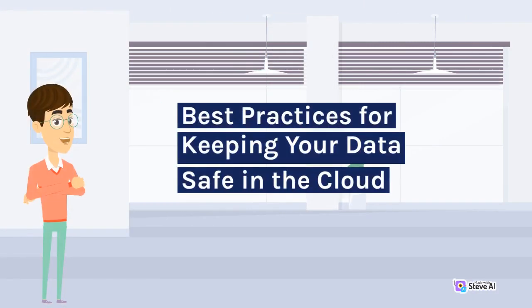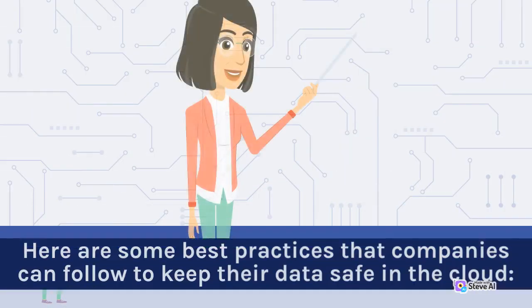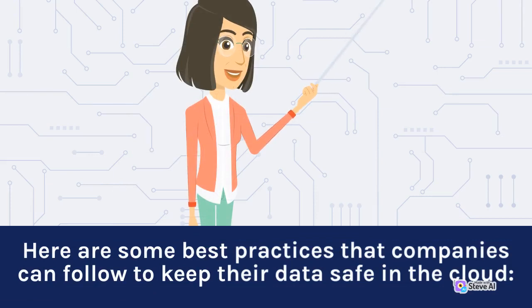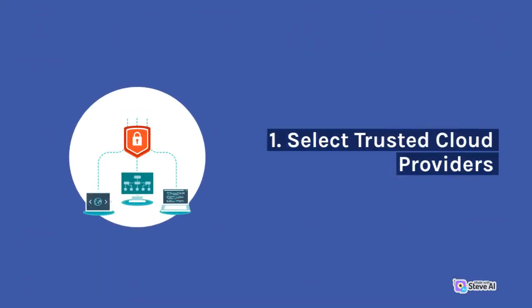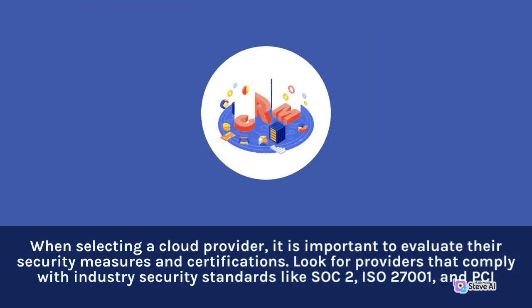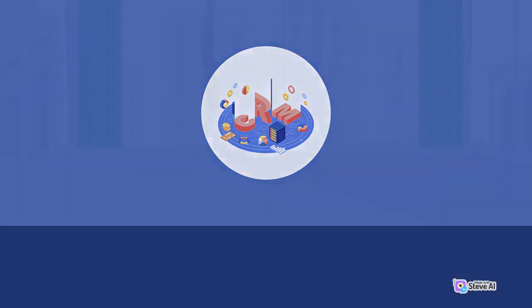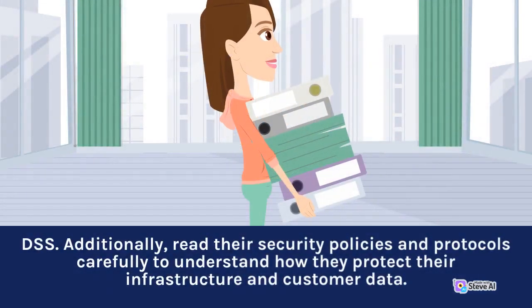Best practices for keeping your data safe in the cloud. Here are some best practices that companies can follow to keep their data safe in the cloud. 1. Select trusted cloud providers. When selecting a cloud provider, it is important to evaluate their security measures and certifications. Look for providers that comply with industry security standards like SOC 2, ISO 27001, and PCI DSS. Additionally, read their security policies and protocols carefully to understand how they protect their infrastructure and customer data.